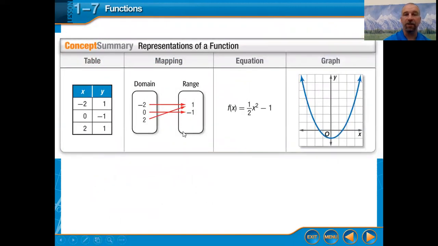Okay, so again, here are your representations of a function. Table with no repeated x's, mapping with no double arrows coming off a domain. Look, both of these go to the same range number. That's okay. We'll talk about this equation in another video. Don't worry about that. And the graph, the vertical lines that I draw anywhere on this graph only cross that blue line one time.